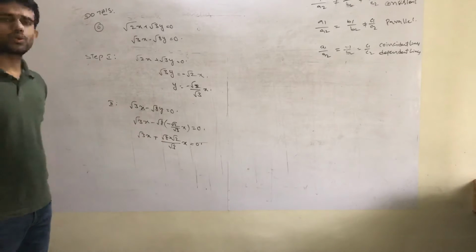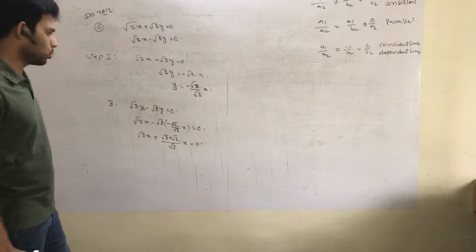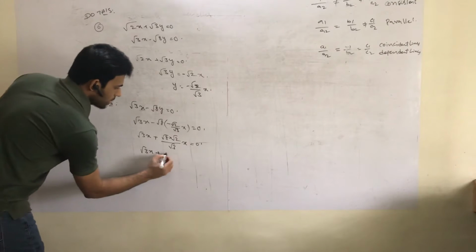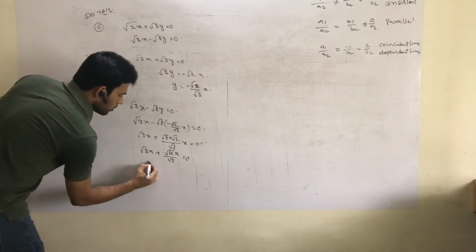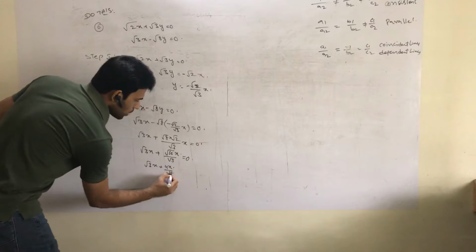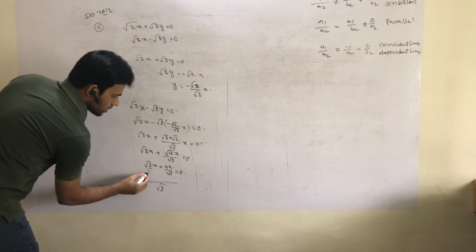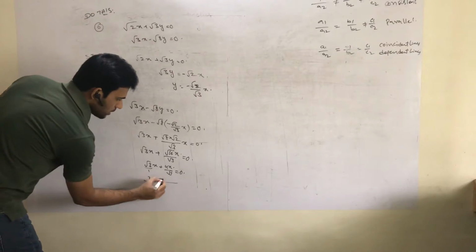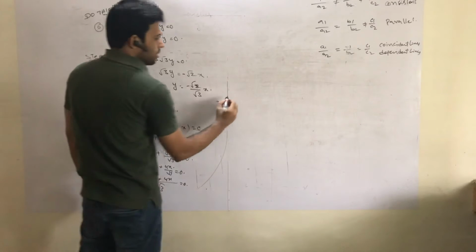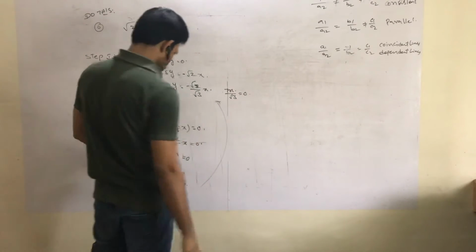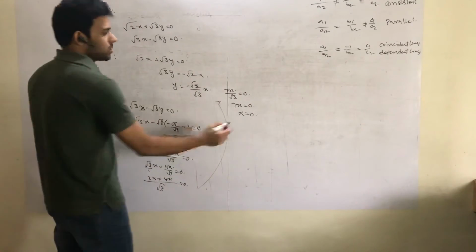Now root 8 into root 2. Root a into root b is root ab, so root 8 into root 2 is root 16. So we have root 3x plus root 16x by root 3 equal to 0. Root 16 is 4, so this becomes root 3x plus 4x by root 3 equals 0. Taking the LCM, root 3, root 3 times root 3 into x becomes 3x, plus 4x, which gives 7x by root 3 equal to 0. So 7x is 0 and x is 0. The value of x is 0.